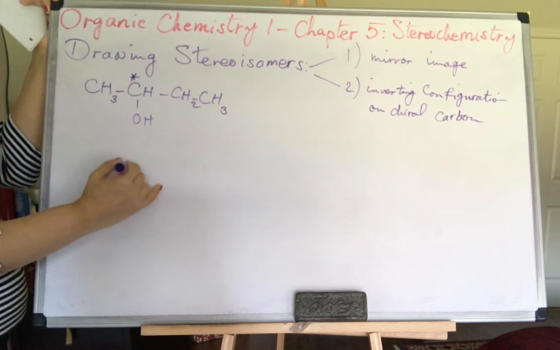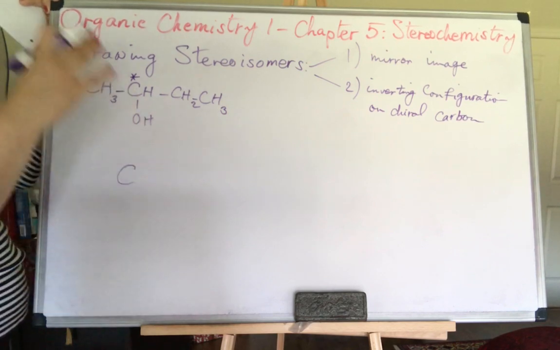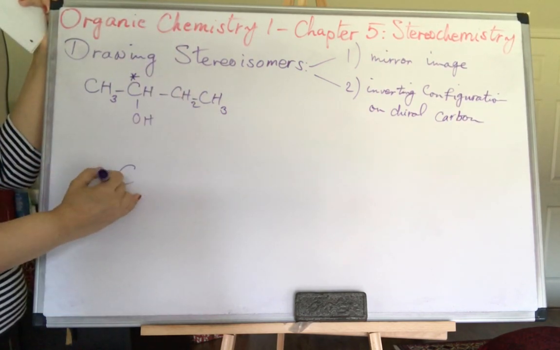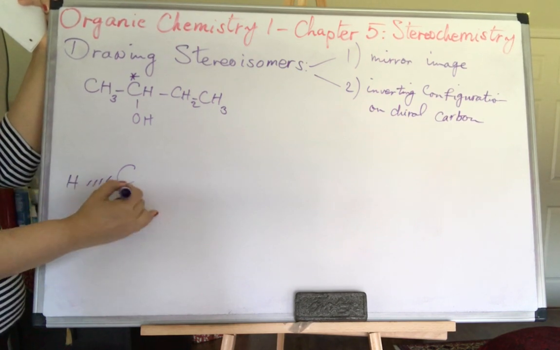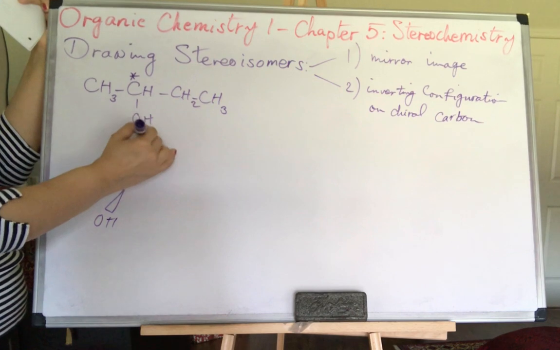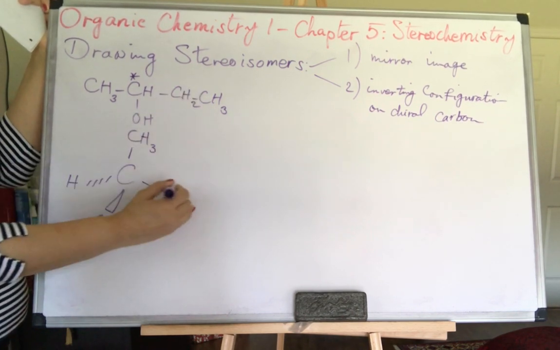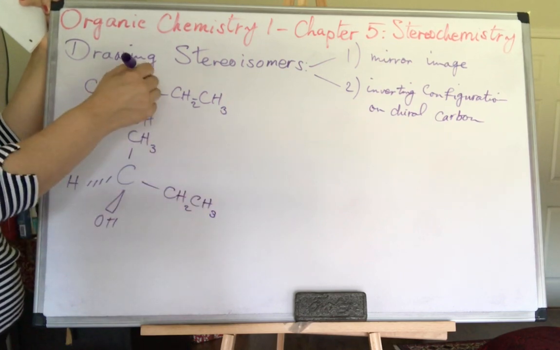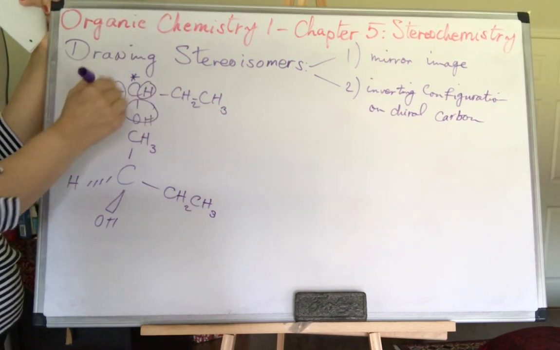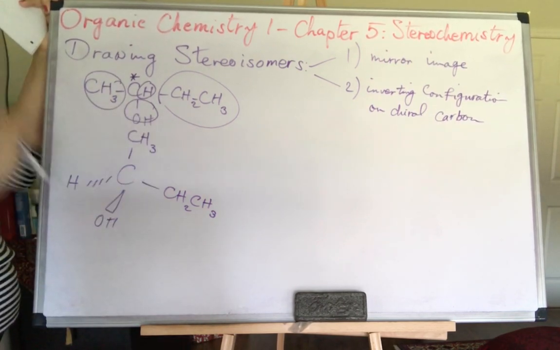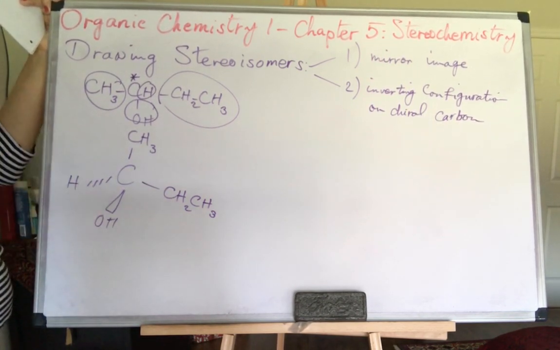So at this point, it doesn't matter how you distribute the groups, just distribute them whichever way you want. I put hydrogen in the back, I will put OH in the front, I will put CH3 on top and CH2CH3 on the side, right? Because this carbon is connected to a hydrogen, an OH, a CH3, and a CH2CH3. So I have distributed everything around this chiral carbon.